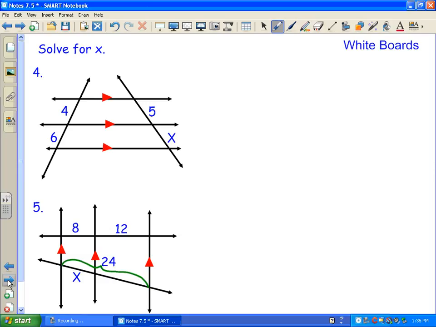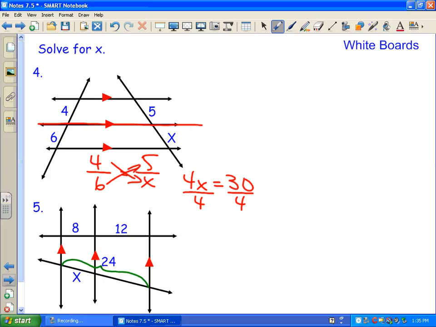So let's check your paper. So on this side I have 4 over 6. So this splits my problem right there. So I have to compare it to 5 over x because that transversal on each side is split by one of the parallel lines. So if I cross multiply, I get 4x equals 6 times 5 is 30. Now 4 is not going to go into 30 evenly. So I could try dividing it on the calculator and see what I get. Or I could reduce this and say this is 15 over 2. And I know what that divides out to give, 7.5.